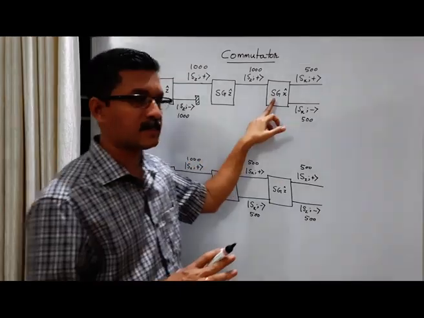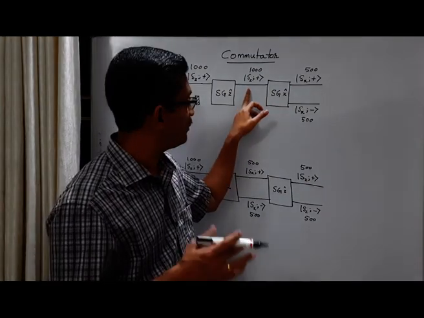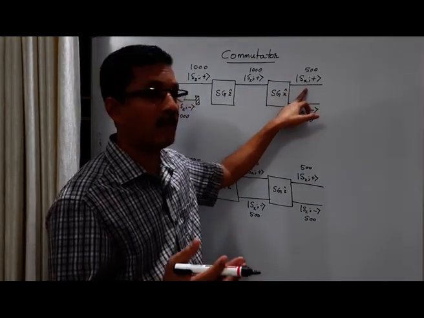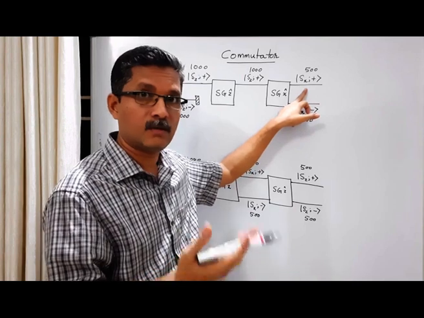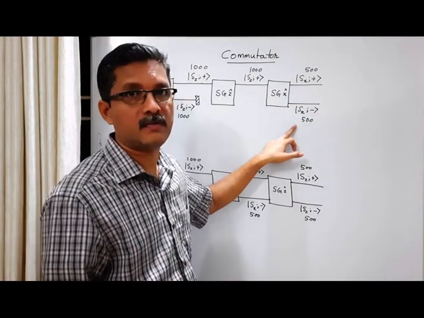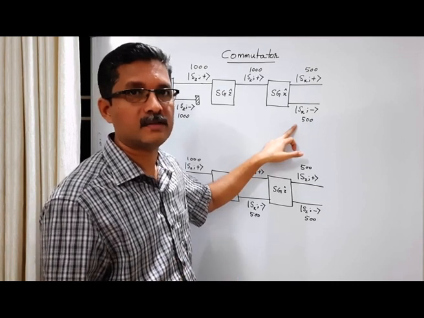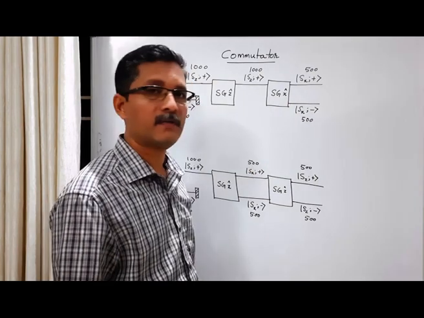Then we measure Sx. Nearly 50% of the particles appear in the Sx plus state, which is Sx equal to plus h cross by 2, and the other 50% appear in the Sx minus state, with Sx equal to minus h cross by 2. This is what we get.